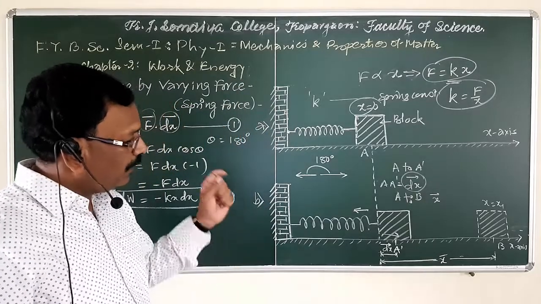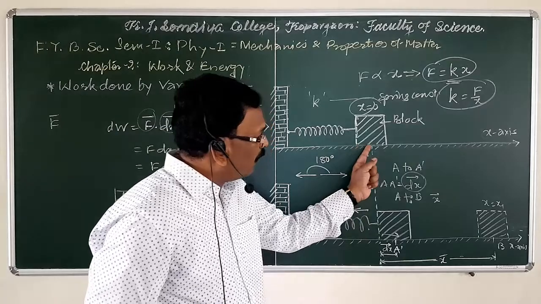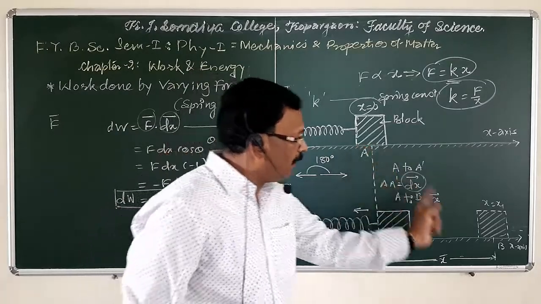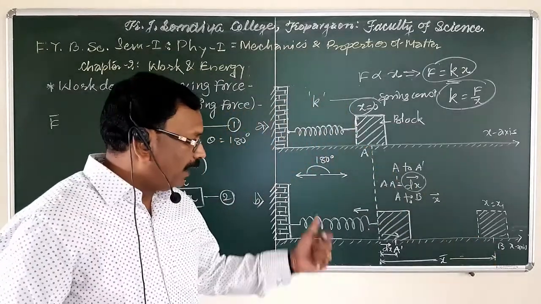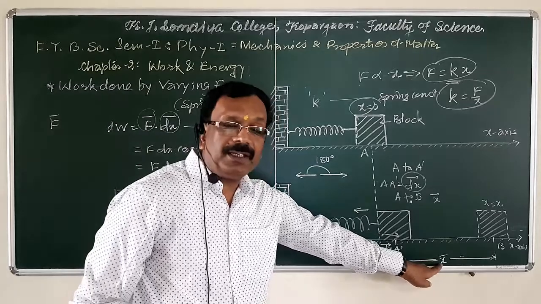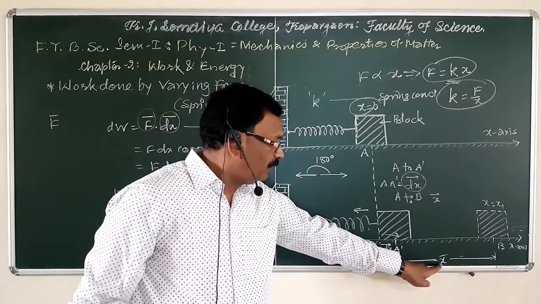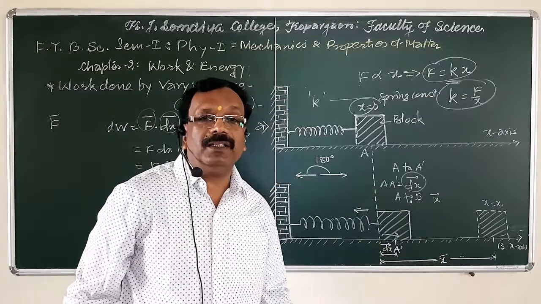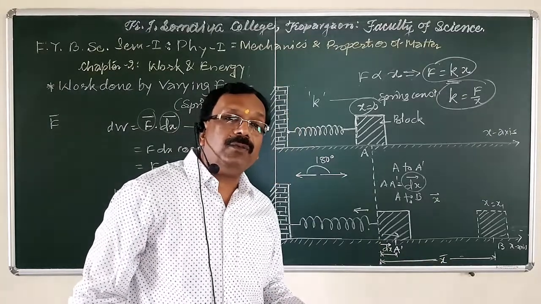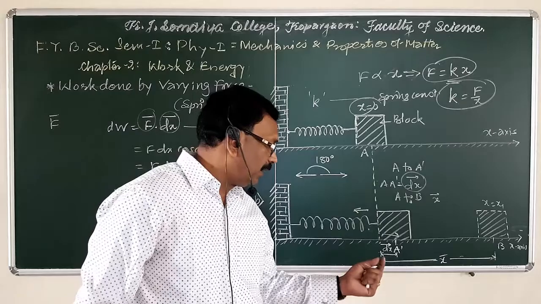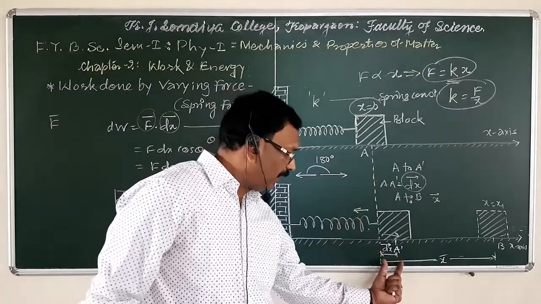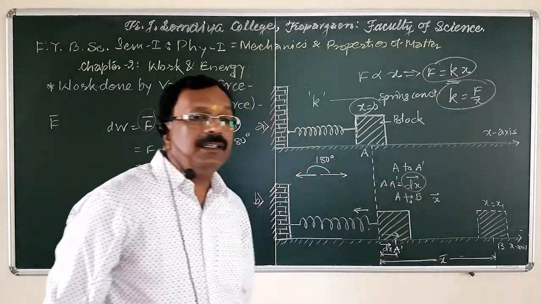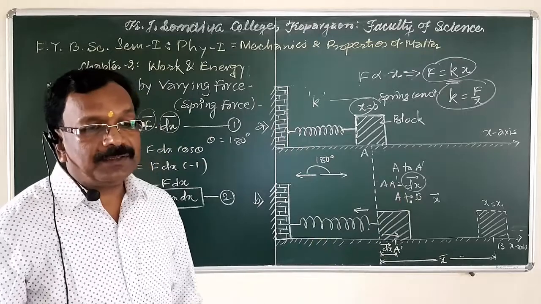Now this is when the block is moving from this position A to final position B. At that time the displacement is nothing but x bar. And now for this displacement we are going to calculate the work done. How can we calculate the work done? We are going to integrate all such work done for infinitesimal displacements like A prime is equal to dx.